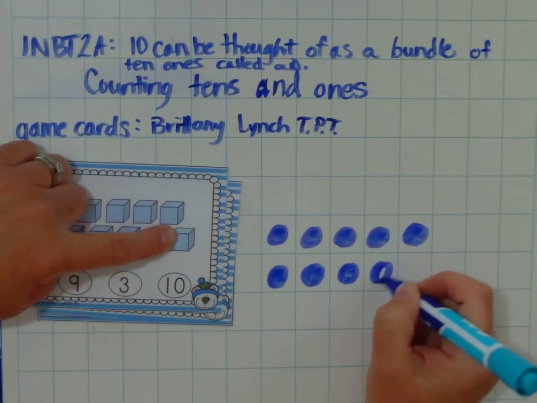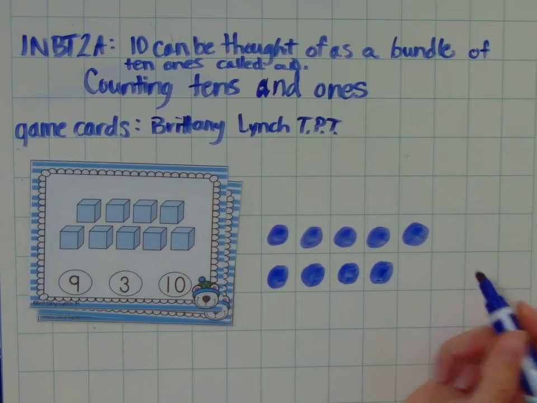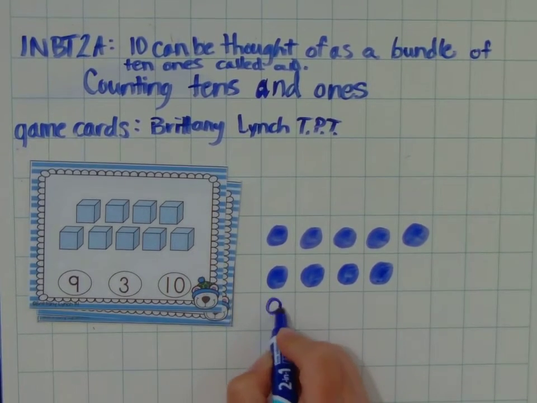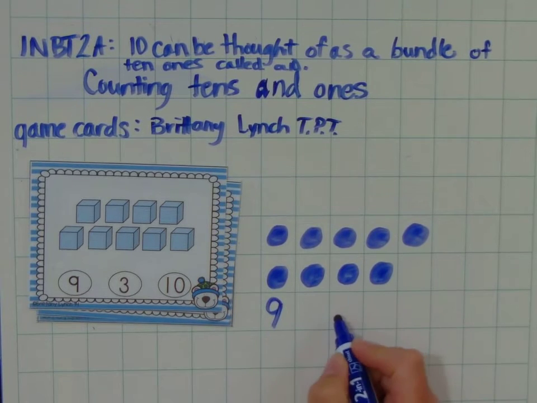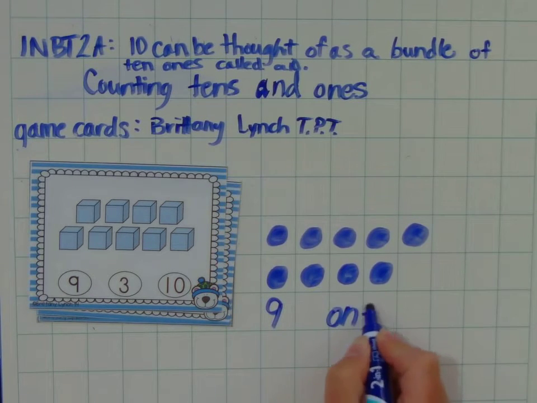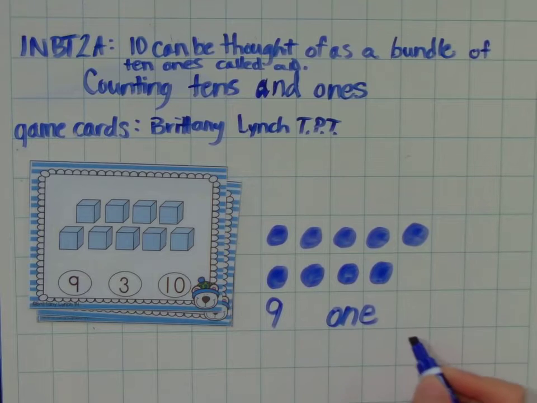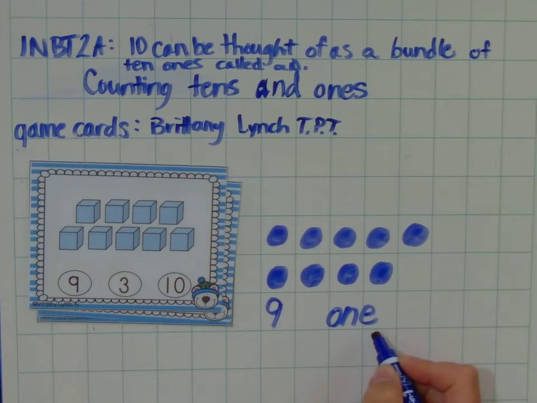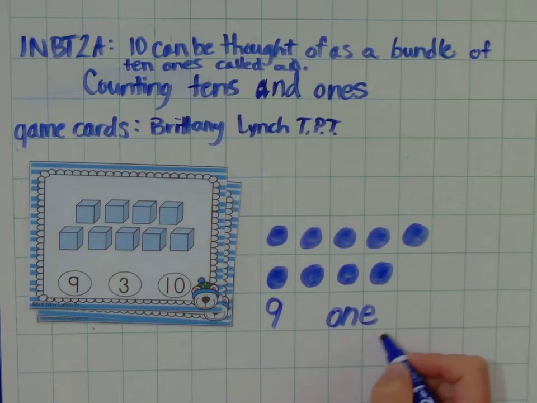8 ones, 9 ones. I have a total of 9 ones. One finger, one thumb, keep moving. O-N-E, keep moving. We'll all spell number one.